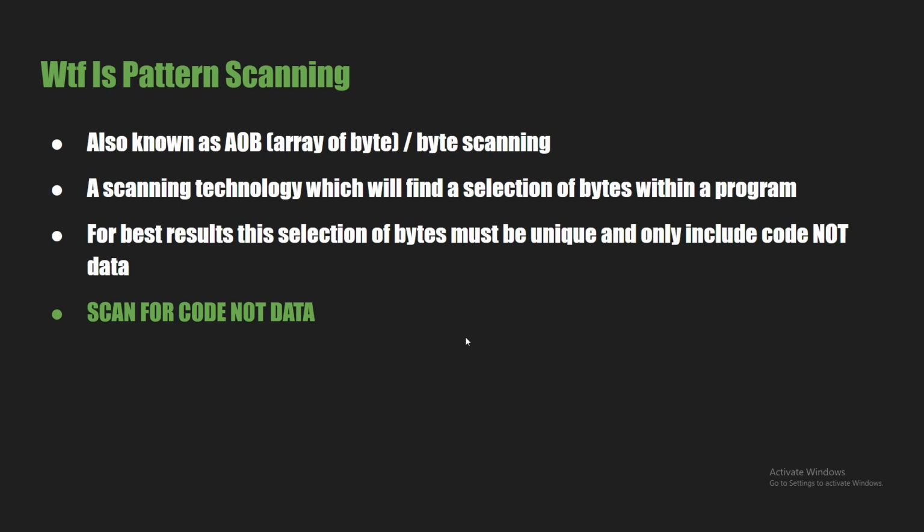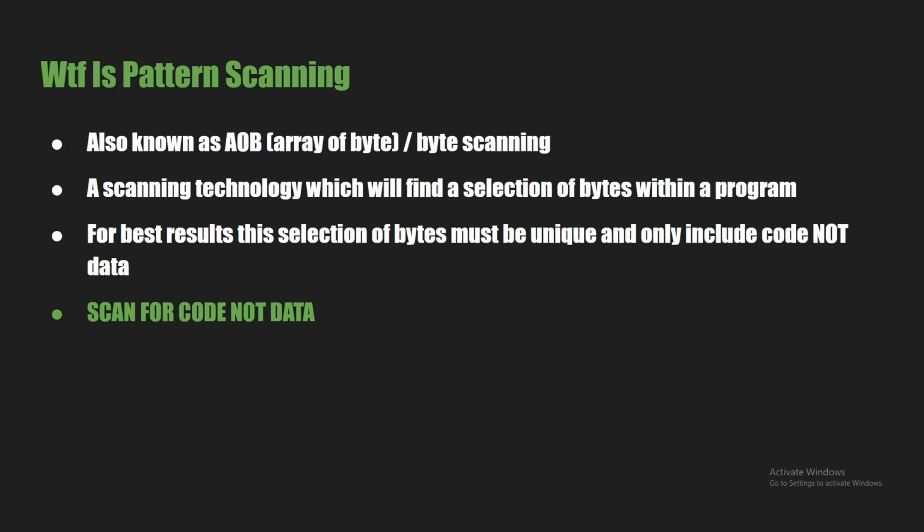So starting off, what actually is pattern scanning for the uninitiated? It's also known as array of byte or byte scanning, and all it is just looking for a selection of bytes within memory within a program basically. So if you find a unique enough pattern, which we will go over all this, the idea being if you search for a unique selection of bytes that don't exist anywhere else in that portion of memory, that's going to be where your data is going to be, where the thing you're looking for essentially.